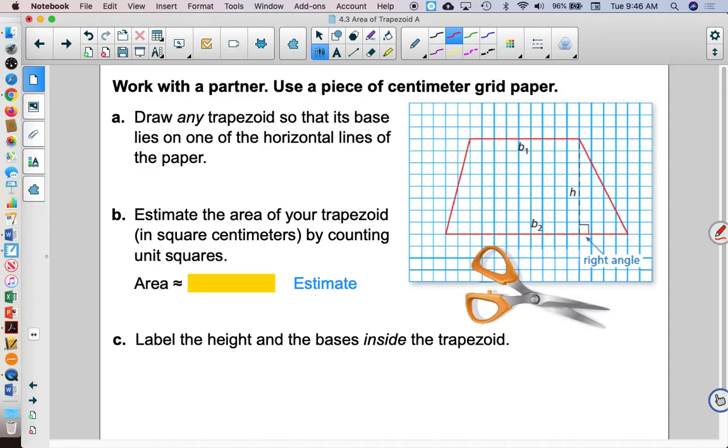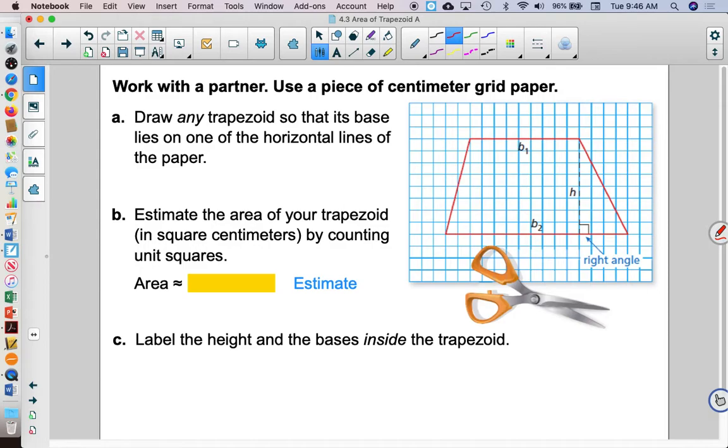So draw a trapezoid big enough that you can cut it out and have something to work with on your graph paper. Don't cut it out yet, just draw it. Do you have it now, Bryson? Okay.